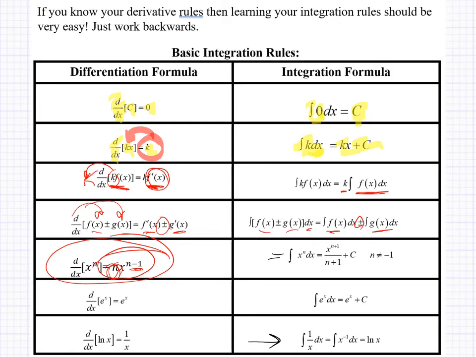Probably one of the easiest ones here is that we know that the derivative of e to the x is e to the x. So then if we go backwards, the integral of e to the x would also be e to the x plus c on all these, obviously.